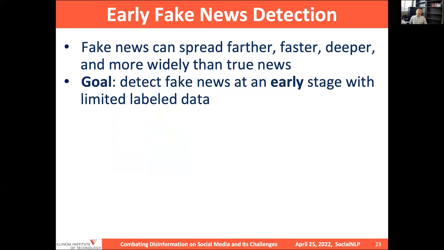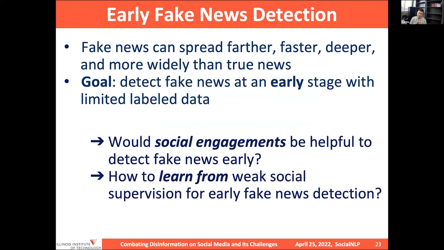Other researchers have shown that fake news can usually spread farther, faster, deeper, and more widely than true news in many cases. So the goal of this paper is to detect fake news effectively, but also at an early stage with very limited annotated data. Think about social media: we have large-scale social media data, and this data can provide rich, but oftentimes very noisy, user engagements, right?